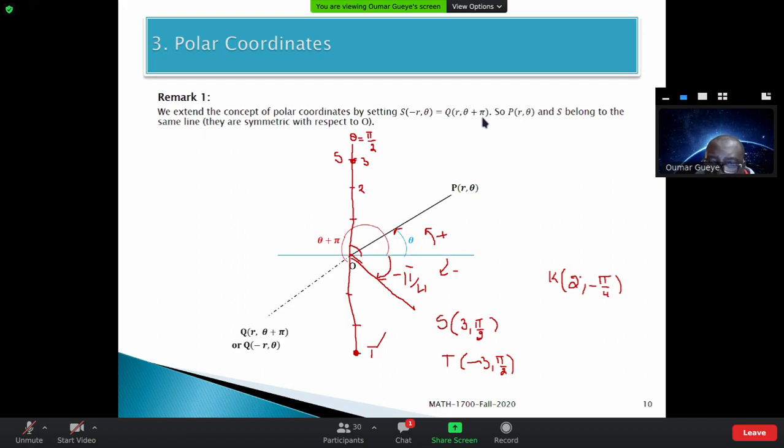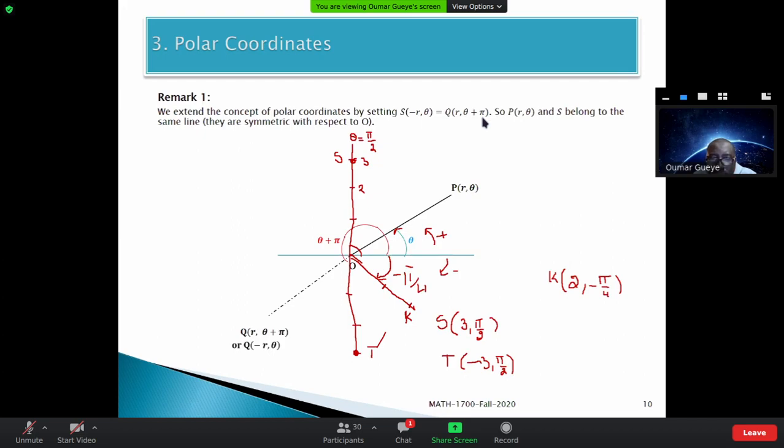Since my R is equal to 2, which is positive, I'm going to stay here, taking 2 units from 0, the pole. I have here 1 unit, for example, and 2 units. I'm going to get here my point K. Okay, so this is how to locate a point knowing its coordinates in the polar system.